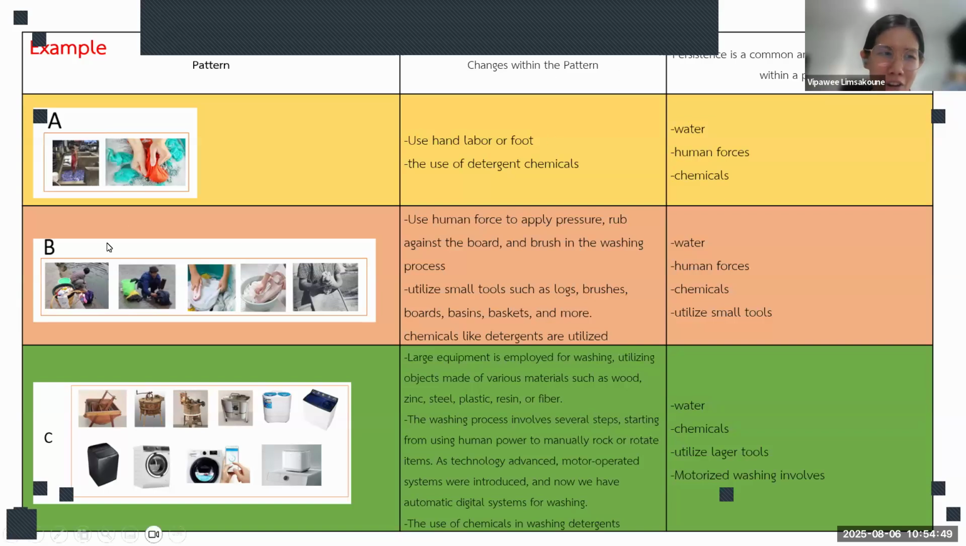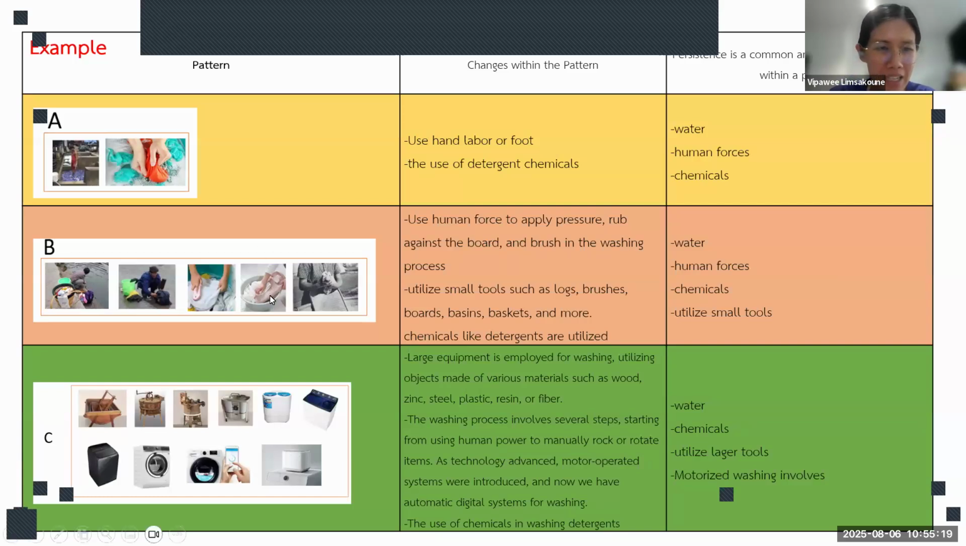Change within the pattern of pattern B, right? So we have five representative pictures of pattern B, which are using small tools. The change within them: the tools could be different. In this one, you can see that the person holds a brush. It's not a brush, frankly, but it's a small tool that we can use to scratch the clothes, right?